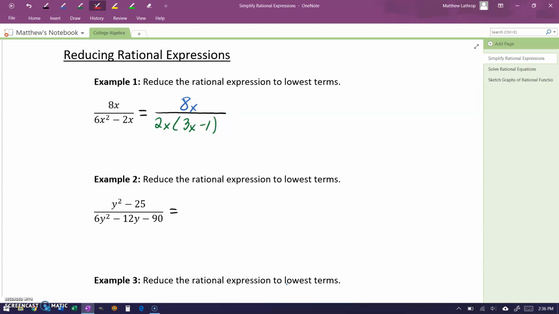Once we've completed factoring, then we want to look for any factors that will reduce with one another. For instance, we have an x in both the numerator and denominator, so those will cancel out. And then 2 will divide evenly into both 8 and 2, leaving us with 4 and 1. So our reduced answer here would be 4 over the quantity 3x minus 1.